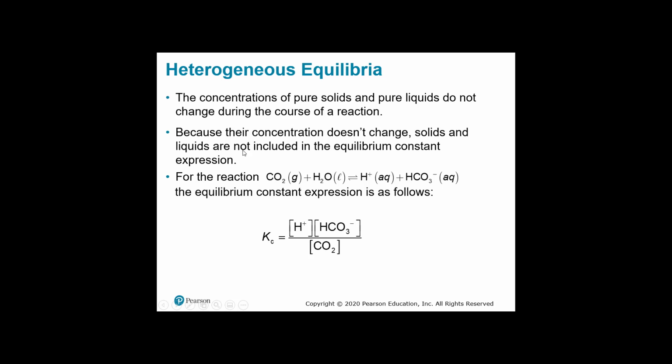So if we look at this, the concentrations of pure solids and pure liquids do not change during the course of a reaction. Because they do not change, they cannot be included in the equilibrium constant. So if we look at this reaction here, gas, liquid, aqueous, we have 4 species in this reaction, but we're only going to have 3 because we're not going to include water in this, and it shouldn't be included or it would be wrong. So we have our products on top and our reactants on the bottom.